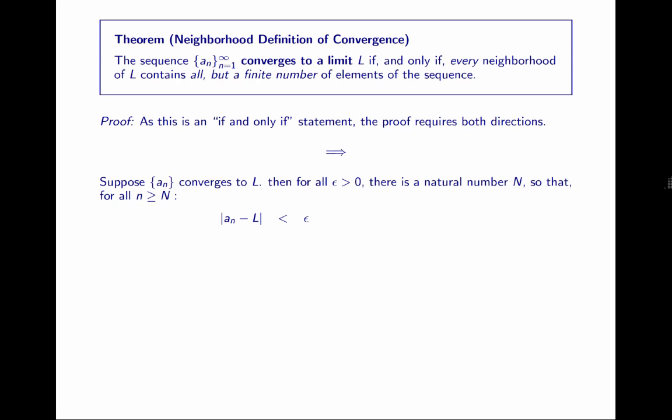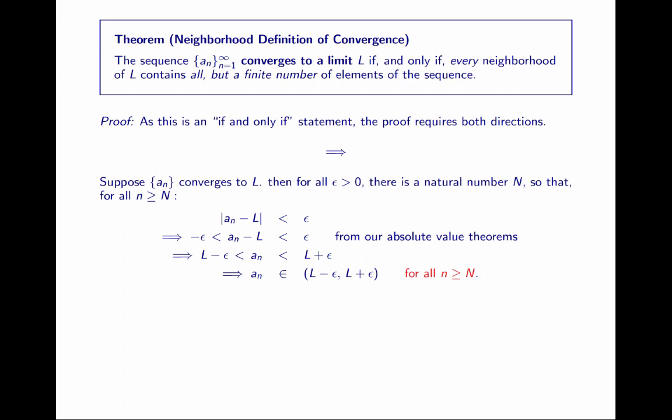Now, when we say |a_n − L| < epsilon, we mean that a_n − L is at most epsilon away from 0, whether to the left or to the right. One way of saying that is a_n − L, without the absolute value, is sandwiched between negative epsilon and epsilon. If I add L to all three sides, I get a_n is greater than L minus epsilon but less than L plus epsilon, which is equivalent to saying a_n is in the open interval (L − epsilon, L + epsilon).